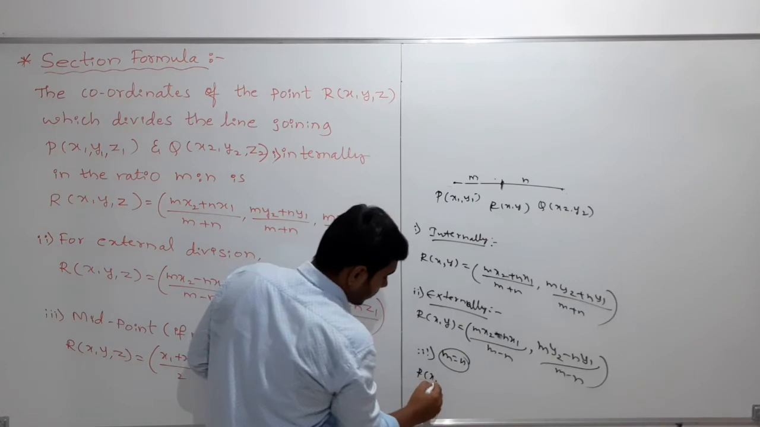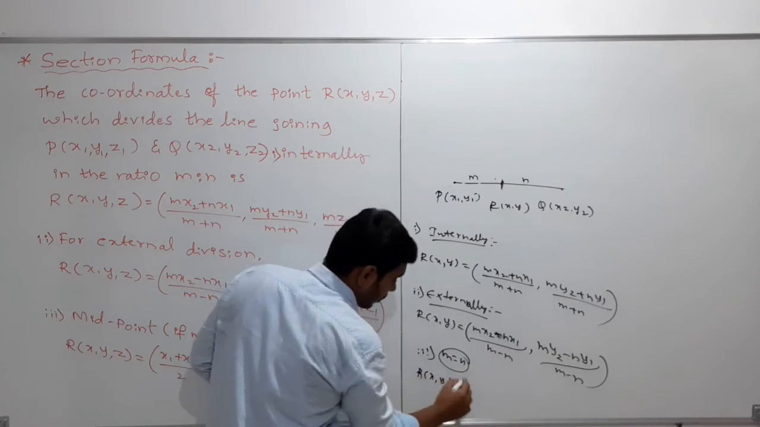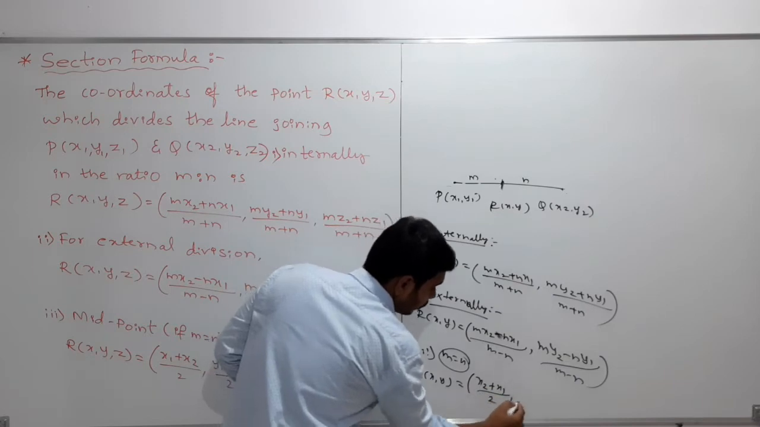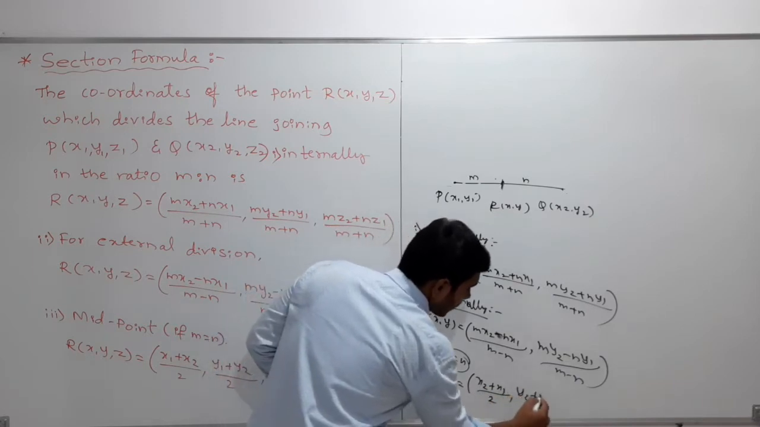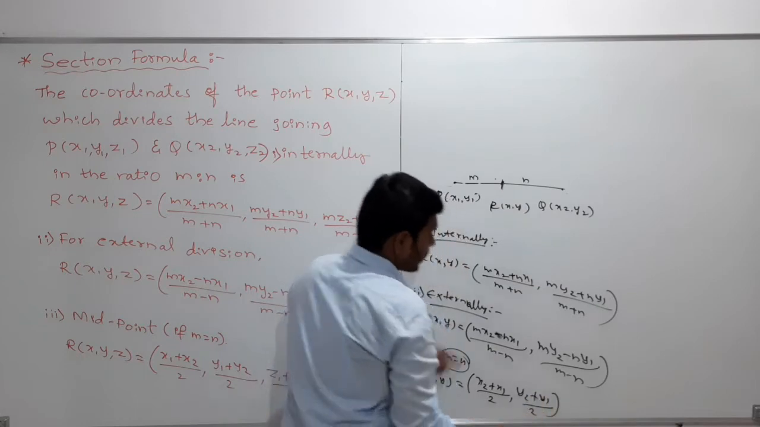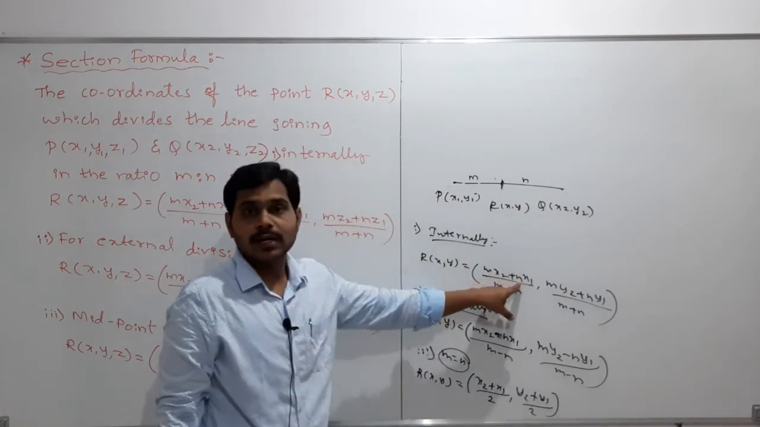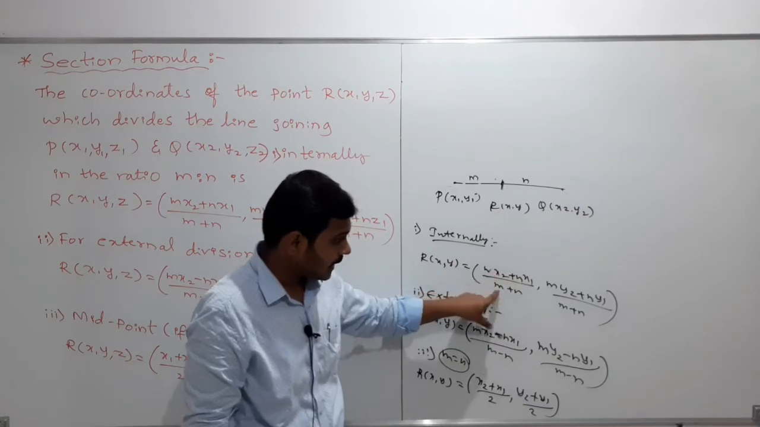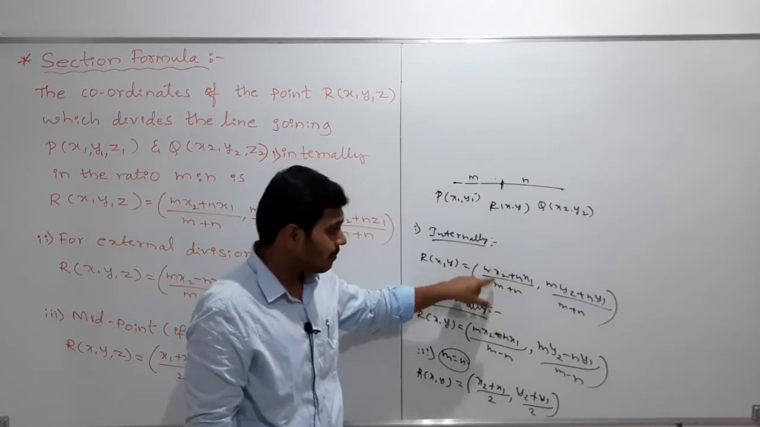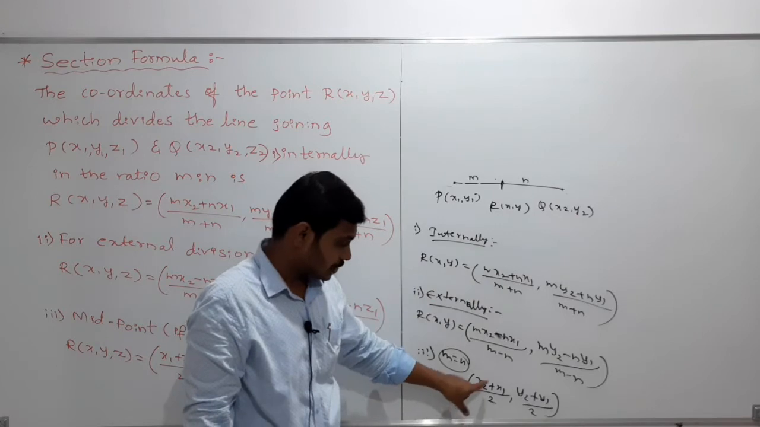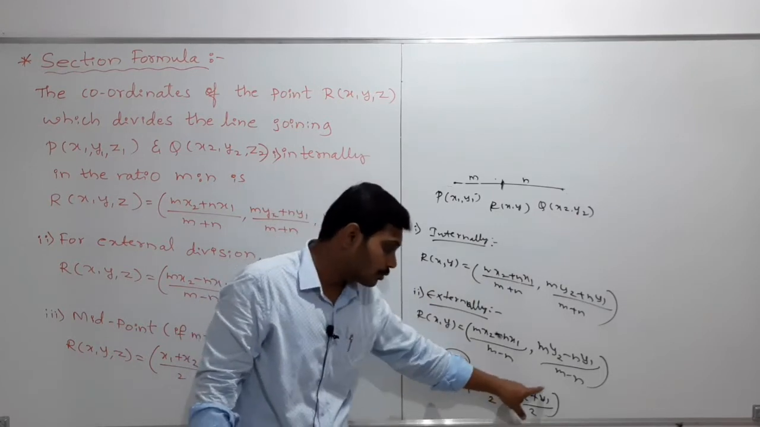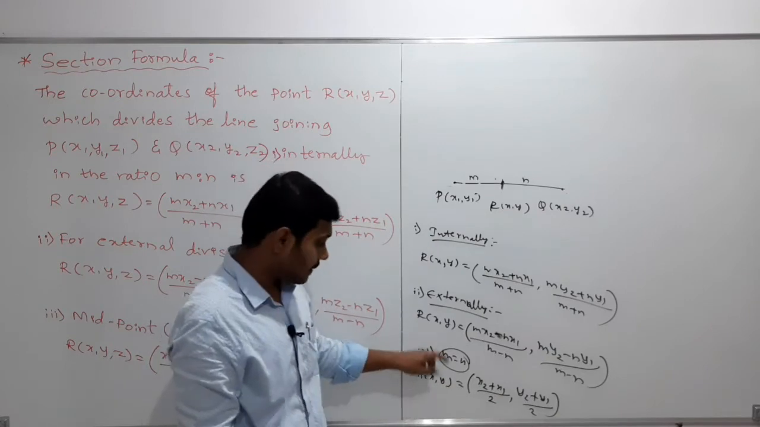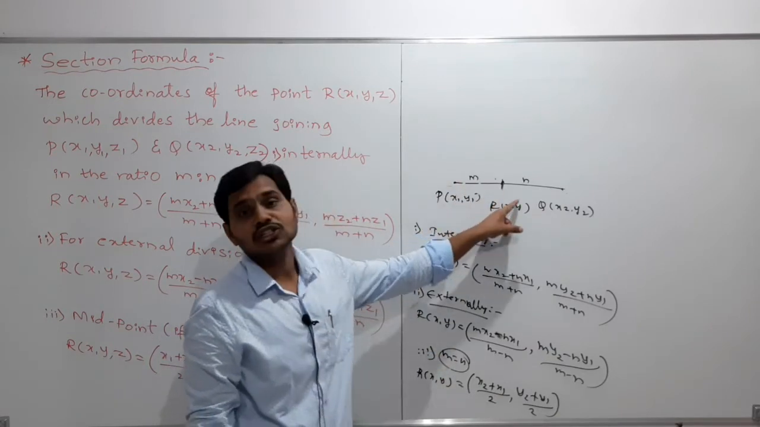So what will be the coordinates then? R of x comma y is (x2 plus x1) whole divided by 2 comma (y2 plus y1) divided by 2. In this formula the m and n values are the same. Here m is equal to n, so m is common, and m plus m is 2m. The m cancels, so you only get (x2 plus x1) divided by 2, (y2 plus y1) divided by 2. This is the midpoint formula, when m is equal to n.